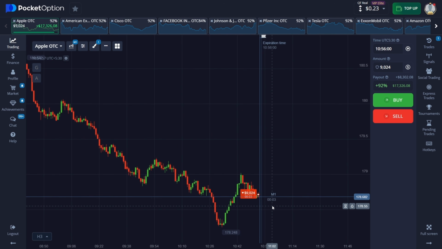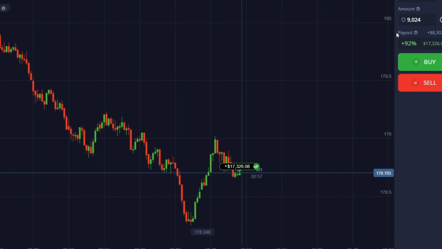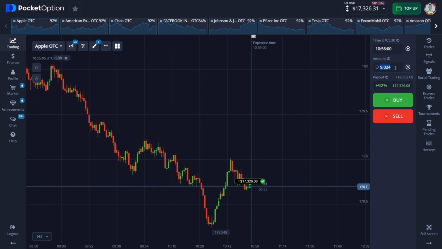Now only 4 seconds remain, and we won another trade. My balance has turned into $17,326. Let's find a trade for $17,326.